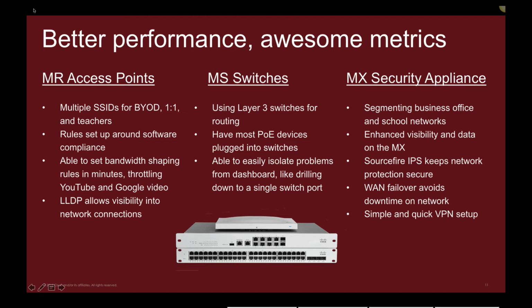Fantastic. So let's move on to the switches. This is the MS series of Ethernet switches. It says that you're using layer 3 switches for routing. What models of switches do you have, and how do you have them configured?